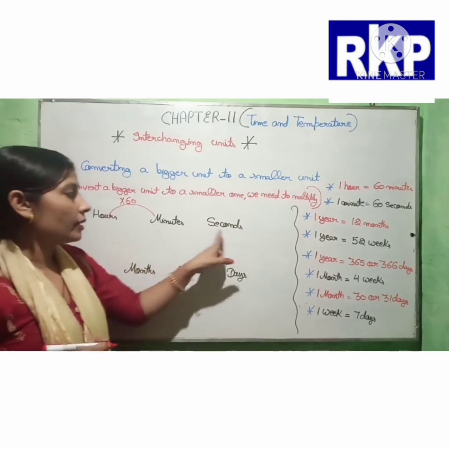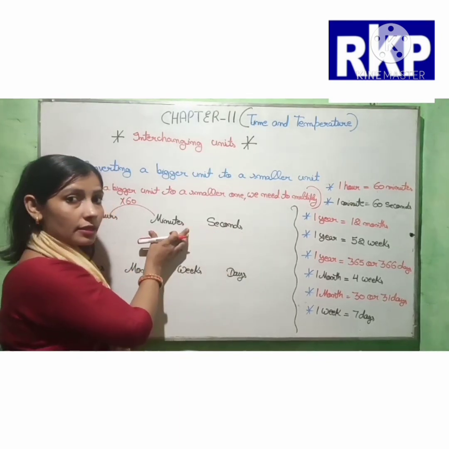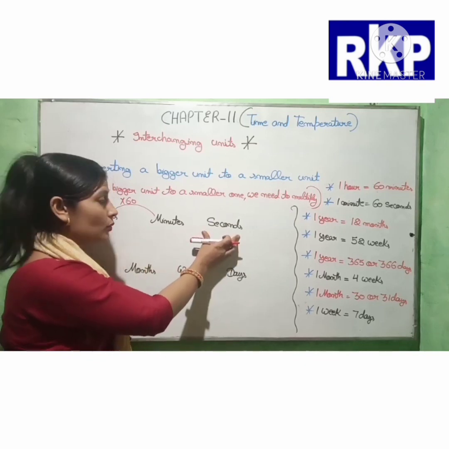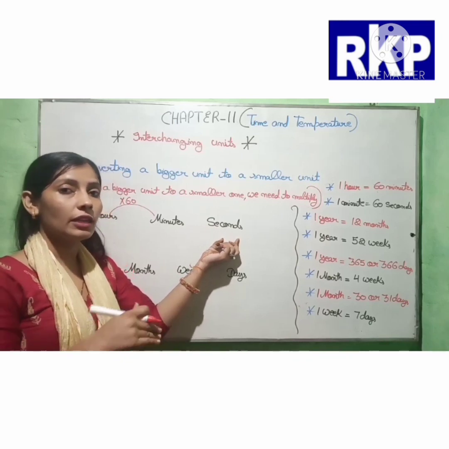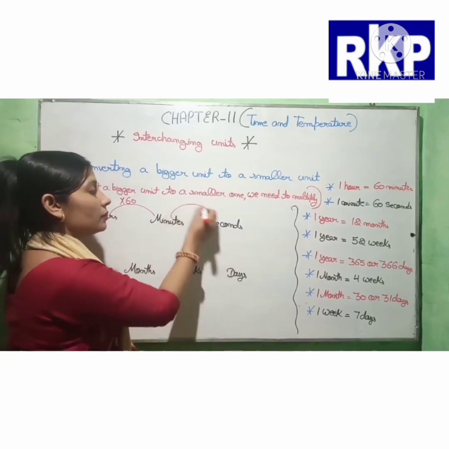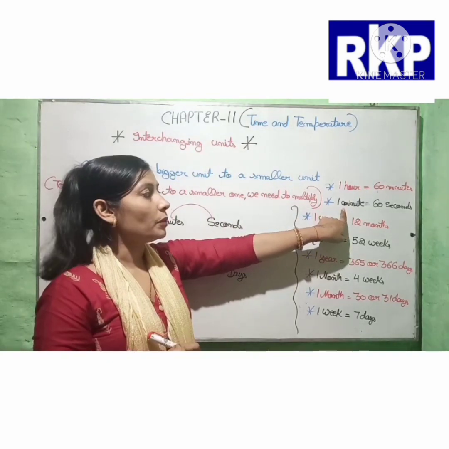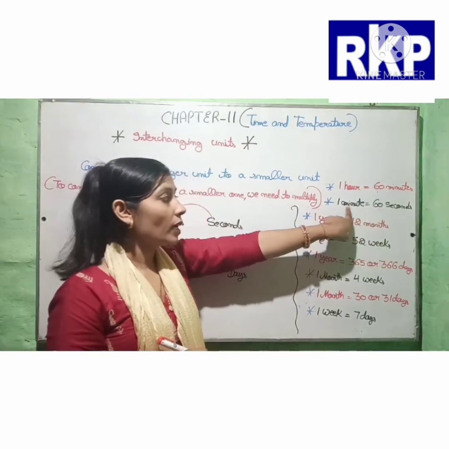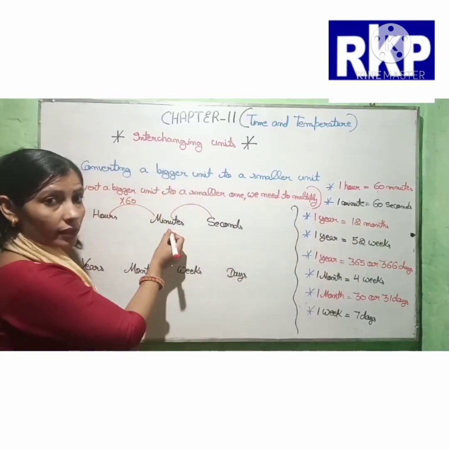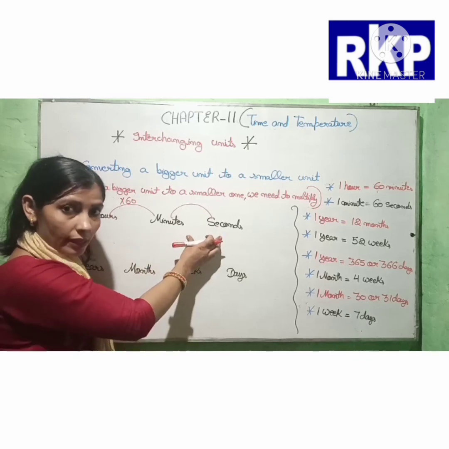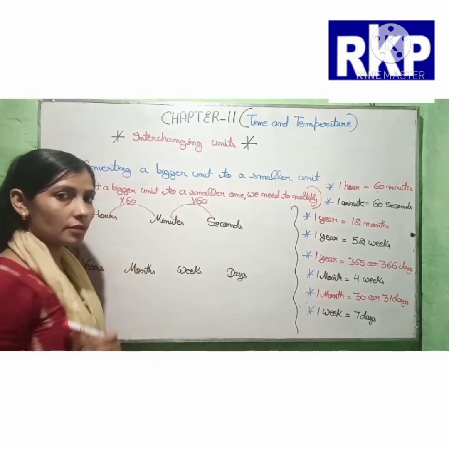Okay. And here we have minutes and here seconds, and minutes is greater than seconds. So when we convert minutes into seconds, then we need to multiply. But by which number? Here you can see what is the relation between minute and seconds. 1 minute is equal to 60 seconds. So when we convert minute into second, then we need to multiply with 60.